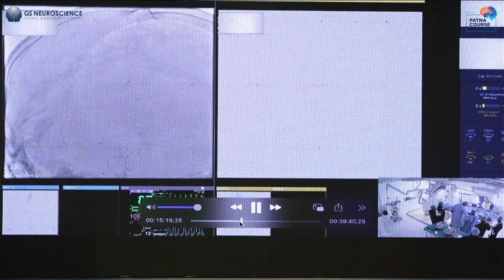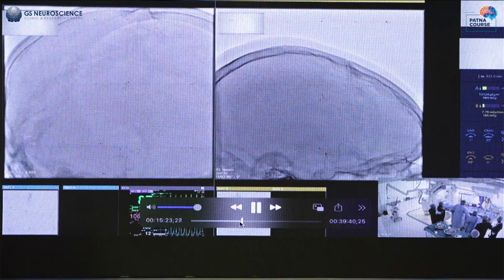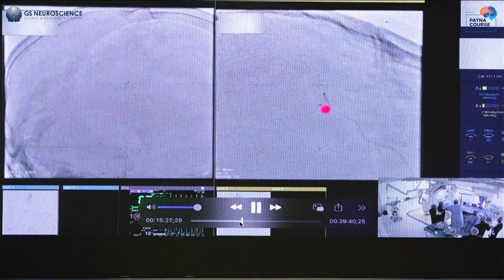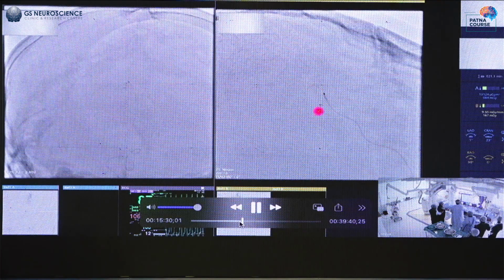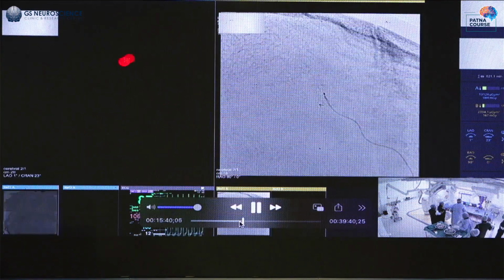So this means that you are in a very, very optimal position. You are wedged, and there is no flow that is going. You can see that is the contrast. See that? That is the contrast which is stuck in the AVM. So this is an ideal position for you to take out as much of the AVM as possible. We are ready. We bring this to our center field.